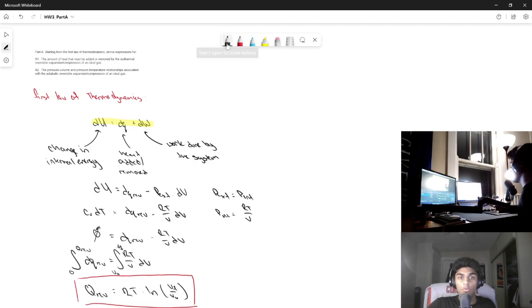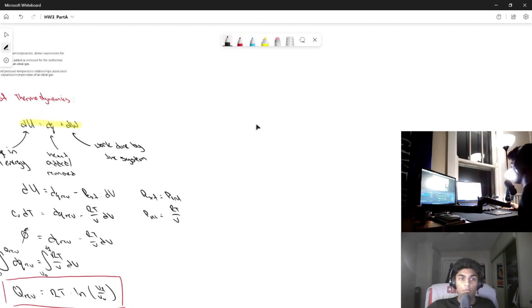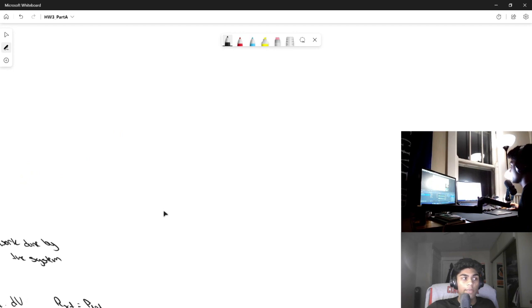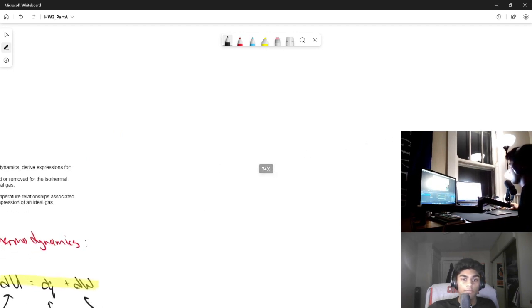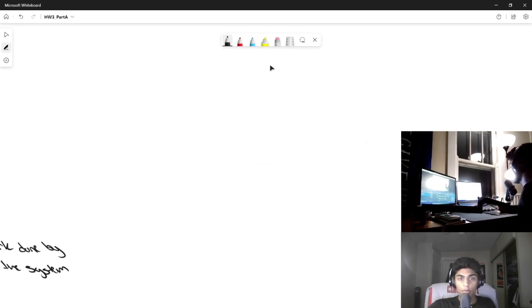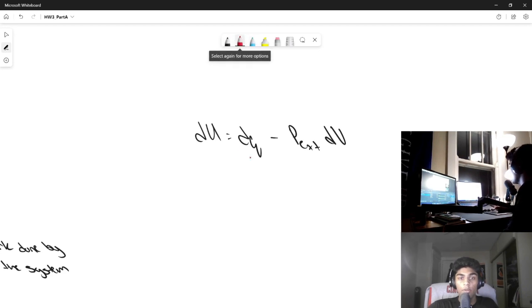So if we go through, let's go ahead and rewrite our first law of thermodynamics. I'll go right here. If we go ahead and rewrite this, we have change in internal energy equal to the change in heat minus P external dV. We look at this component, and we say we don't deal with that anymore. That's 0. And from here, we can go ahead and start our simplifying process.